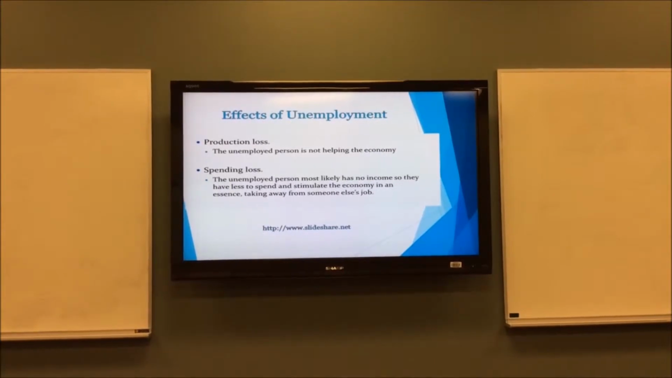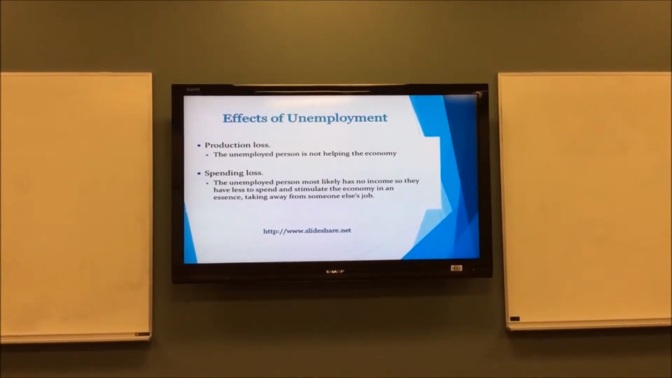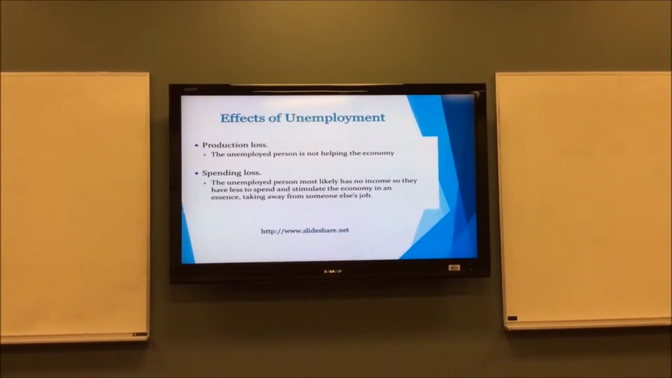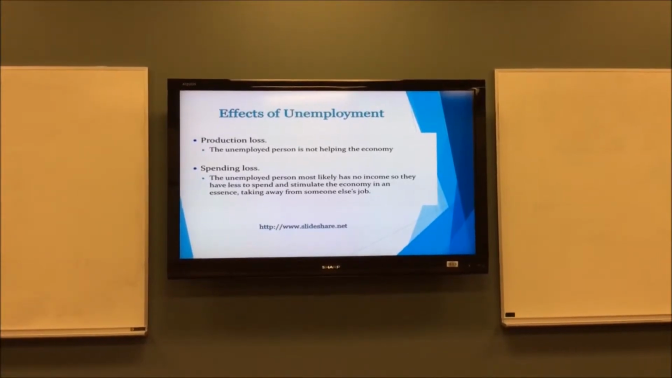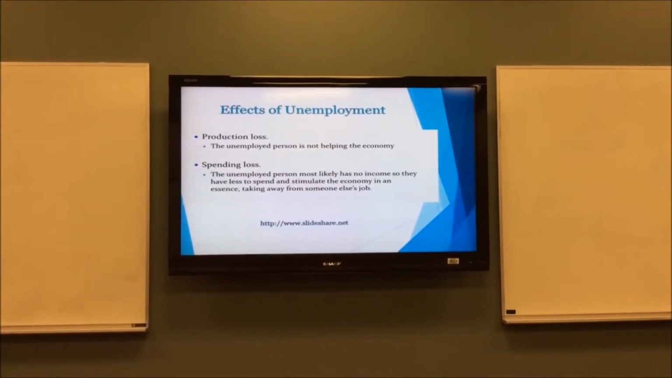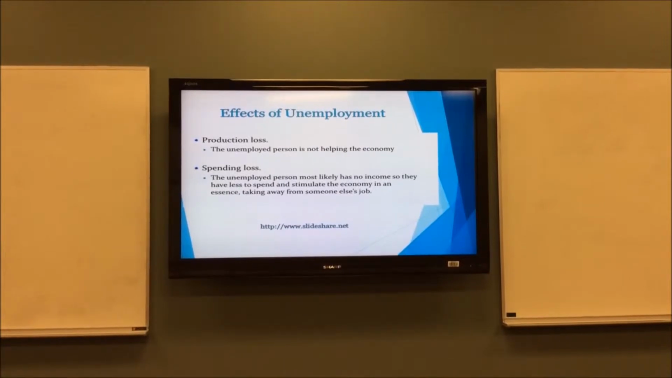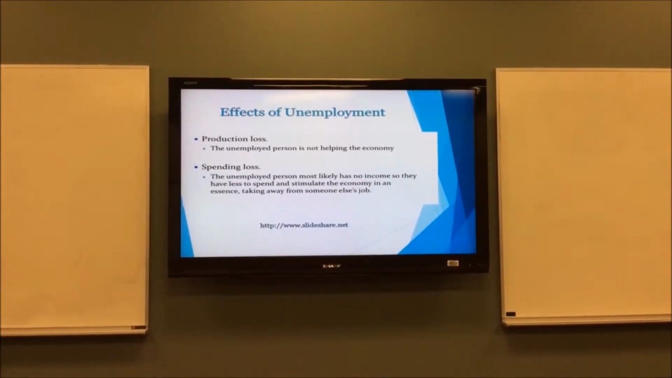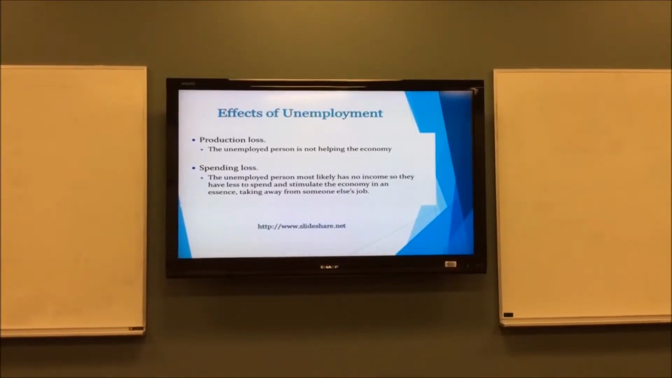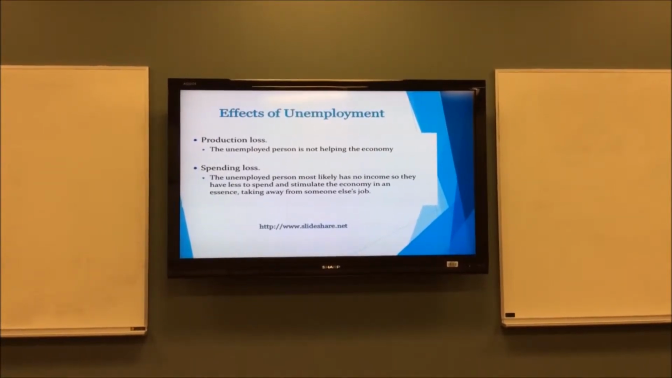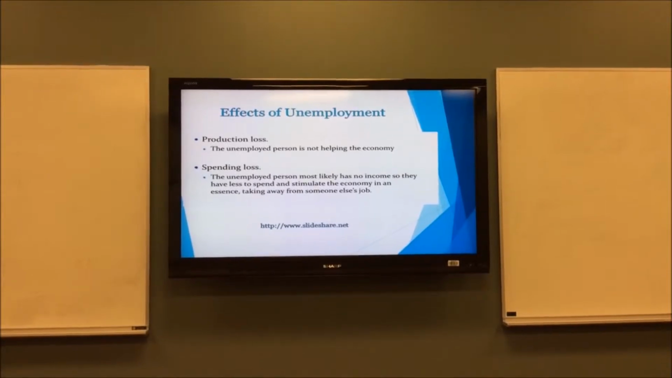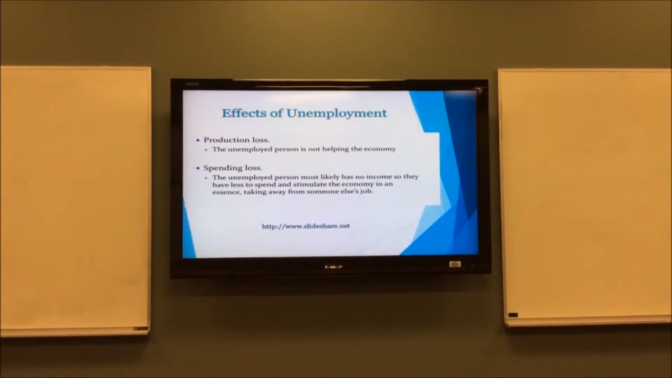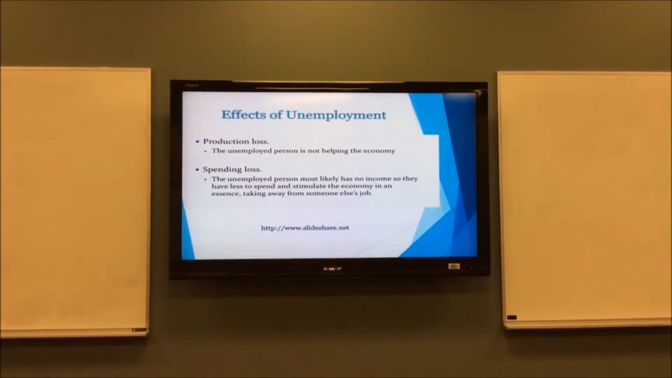The effects of unemployment. Two top effects of unemployment are production loss. The unemployed person is not helping the economy, meaning they're not spending, so there is no movement in the economy from unemployed people. The next one is spending loss. The unemployed person most likely has no income, so they have less to spend and stimulate the economy, in essence, taken away from someone else's job.